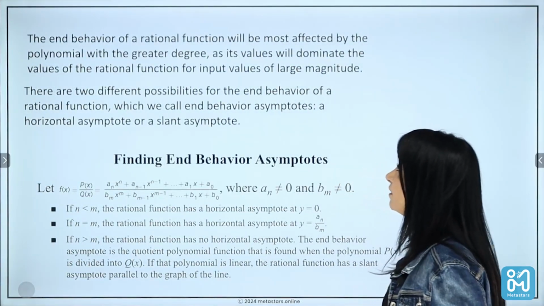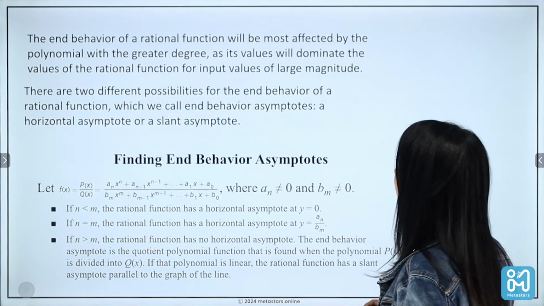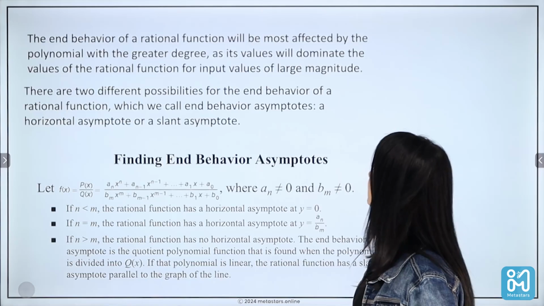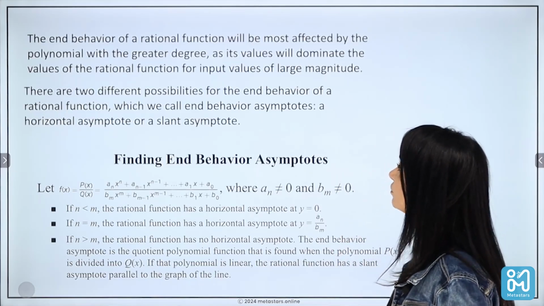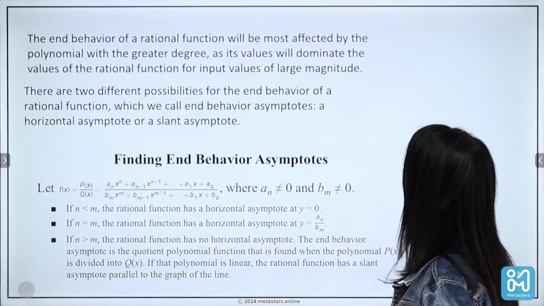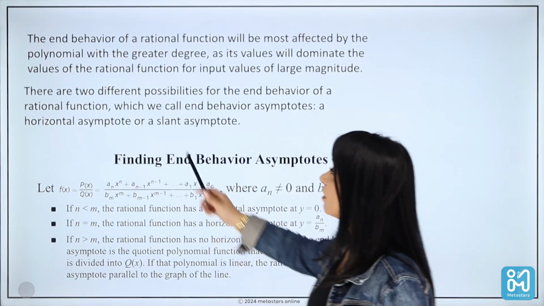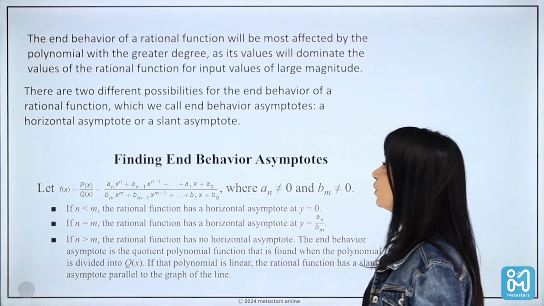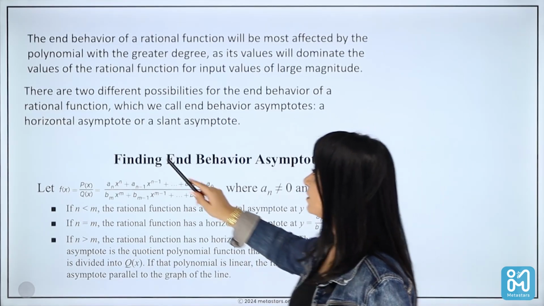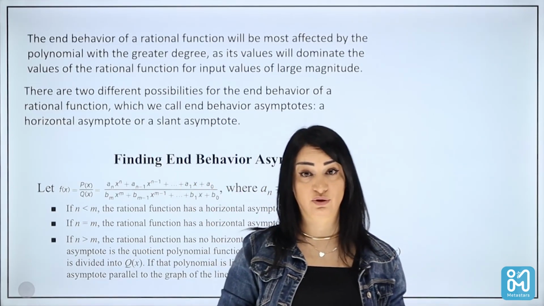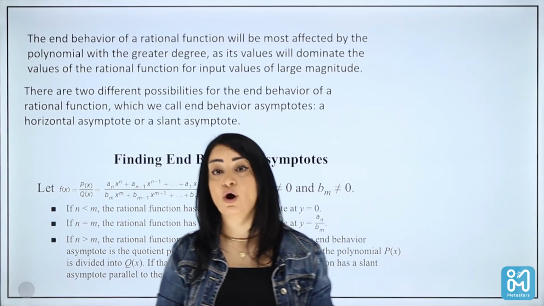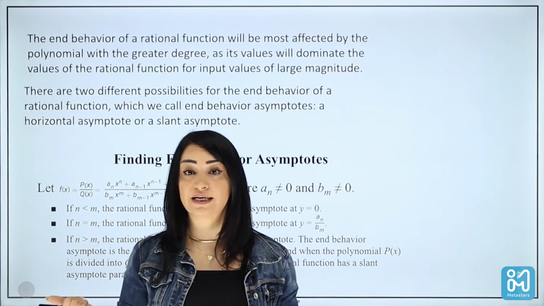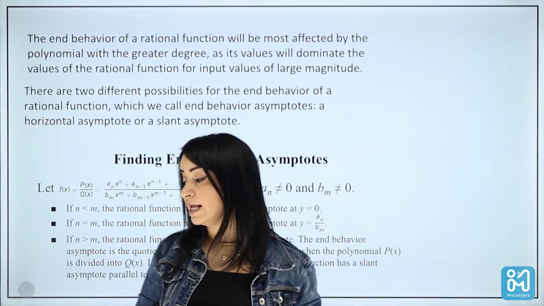The end behavior of the rational function will be most affected by the polynomial with the greater degree, as its values will dominate the values of the rational function for input values of a larger magnitude. So there are two different possibilities for the end behavior of the rational function, which we call the end behavior asymptote: a horizontal asymptote or a slant asymptote. So when we ask about the end behavior of the rational function, we can search for either the horizontal asymptote or a slant asymptote. Let's see the cases.